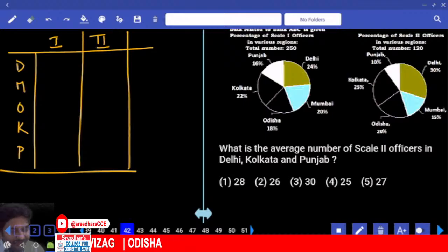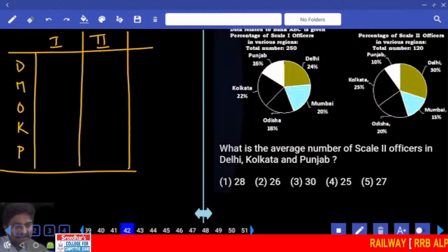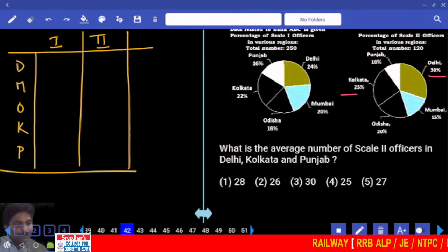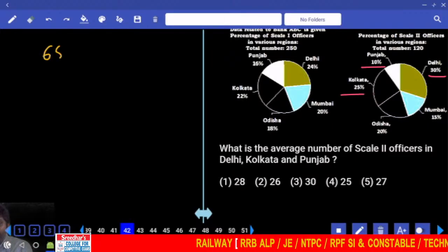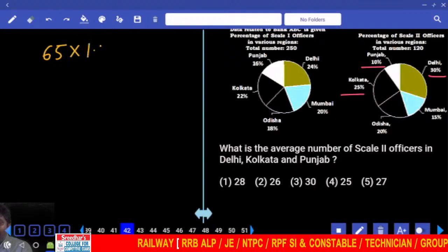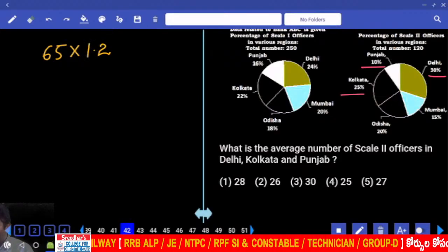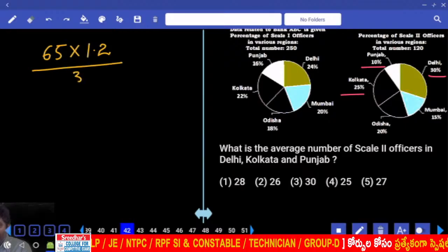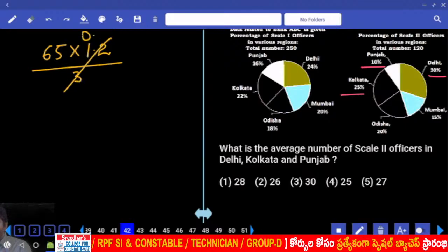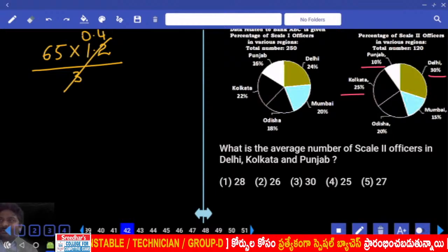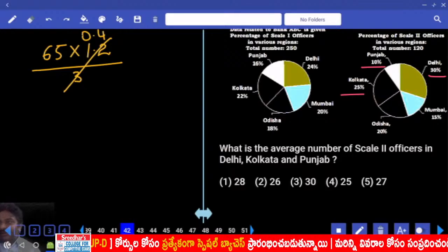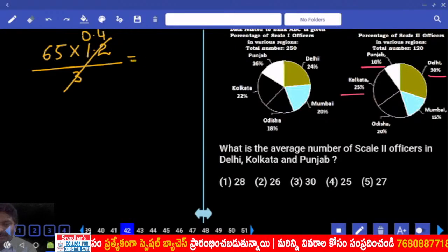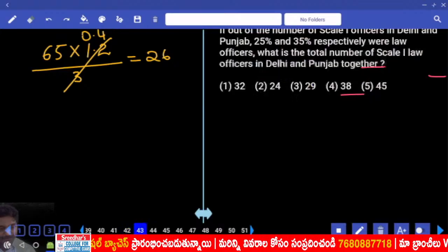What is the average number of scale 2 officers in Delhi, Kolkata, Punjab? Total 65%, correct? 1% value is 1.2 because the total is 120, and the question is about the average, divided by 3. 3 how many times? 0.4 times. Let's take 4 times, then we'll take 0.4 times. 4 times in the sense double. 65 double 130, double 260, remove 0, 26.